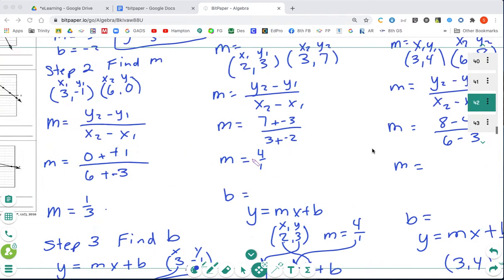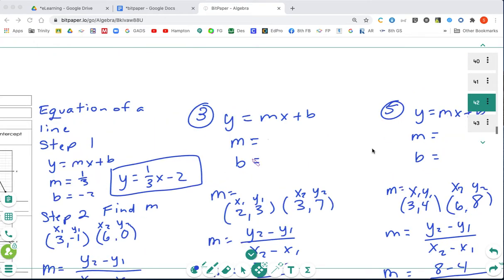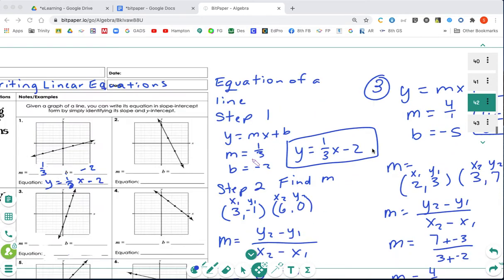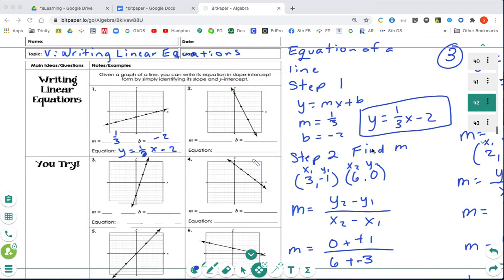I go back up to the top here, fill in what I know. What I know is the slope is 4 over 1. The b is negative 5. So the equation is y is equal to 4 over 1x minus 5. So I'm going to come back over here and I'm going to fill in m is 4 over 1. B is negative 5. And so my equation is y is equal to 4 over 1x minus 5.